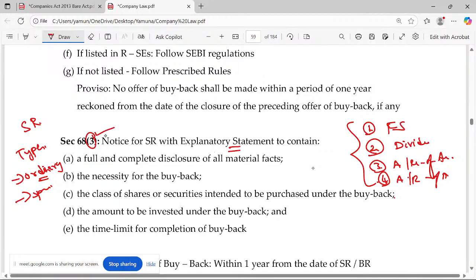Why this is added means you have to give a complete disclosure. When you say explanatory statement, you cannot give just small details and say that we are going for buyback. No, we should not do that. Law says these are the details which are definitely necessary. Full and complete disclosure of all material facts: the necessity for the buyback, why you go for buyback; the class of securities to be bought back; the amount invested under the buyback.